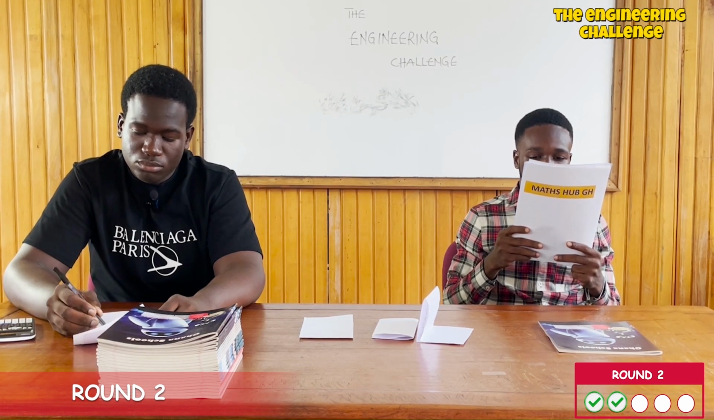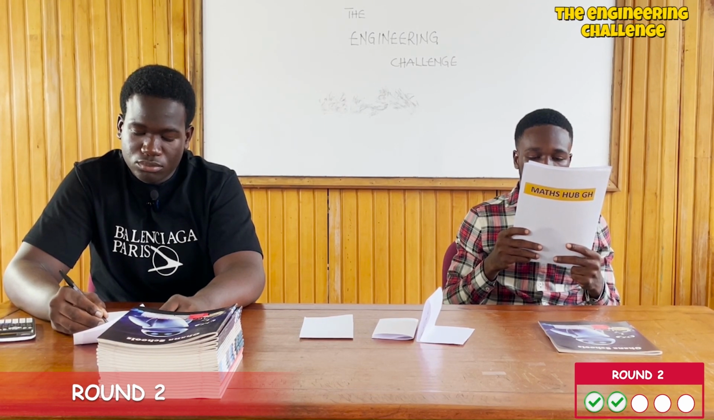The third question. The intrinsic carrier concentration of silicon at 300 Kelvin is 1500 per cubic centimeter. What is the number of electrons and holes in an intrinsic semiconductor? Okay. After reading it this time around, I'm not going to repeat it again. The intrinsic carrier concentration of silicon at 300 Kelvin is 1500 per cubic centimeter. What is the number of electrons and holes in the intrinsic semiconductor?